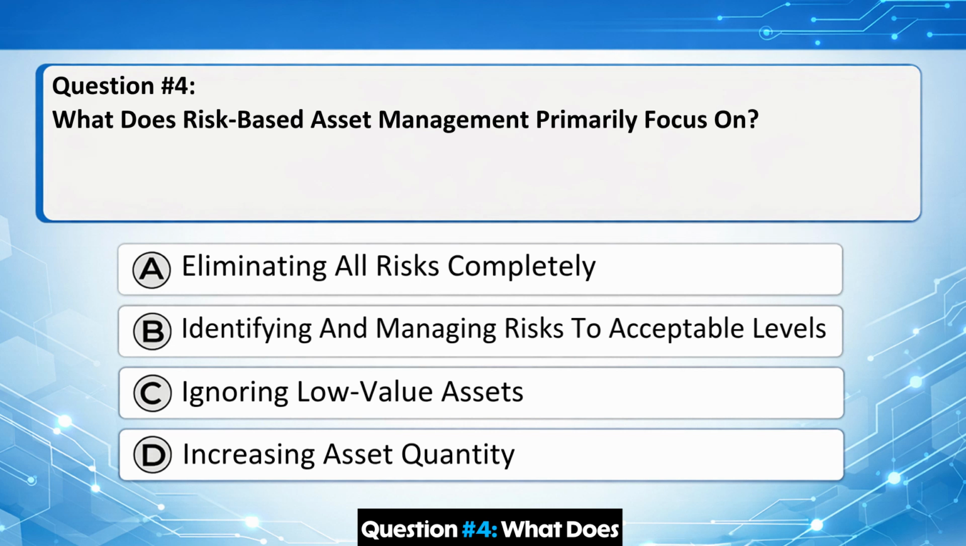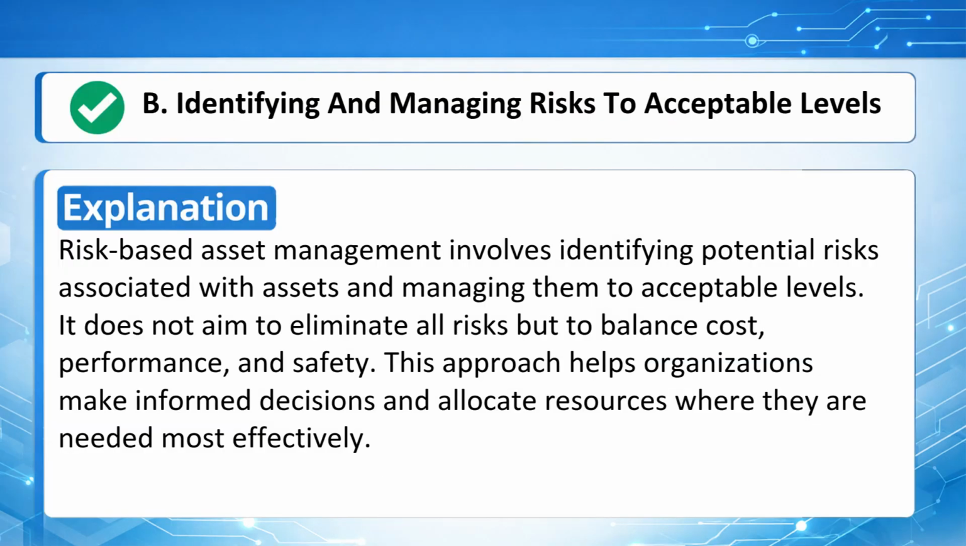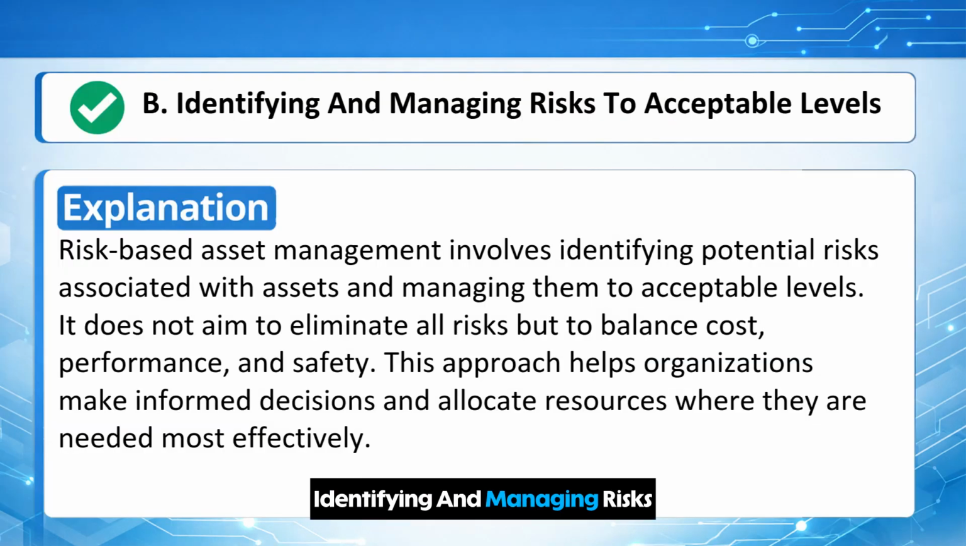Question number 4. What does risk-based asset management primarily focus on? A. Eliminating all risks completely. B. Identifying and managing risks to acceptable levels. C. Ignoring low-value assets. D. Increasing asset quantity. Correct answer, B. Identifying and managing risks to acceptable levels.